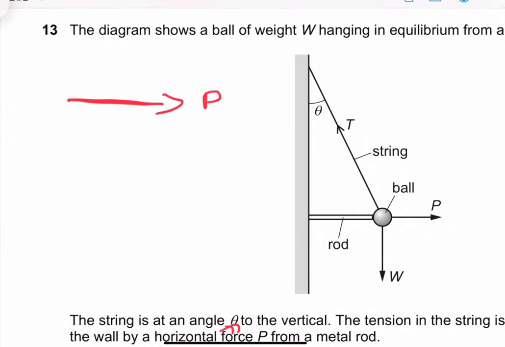This is the force P. Okay, we have this force that is moving down. This is the force W. And we have this force that is acting in this direction, which is our tension T.